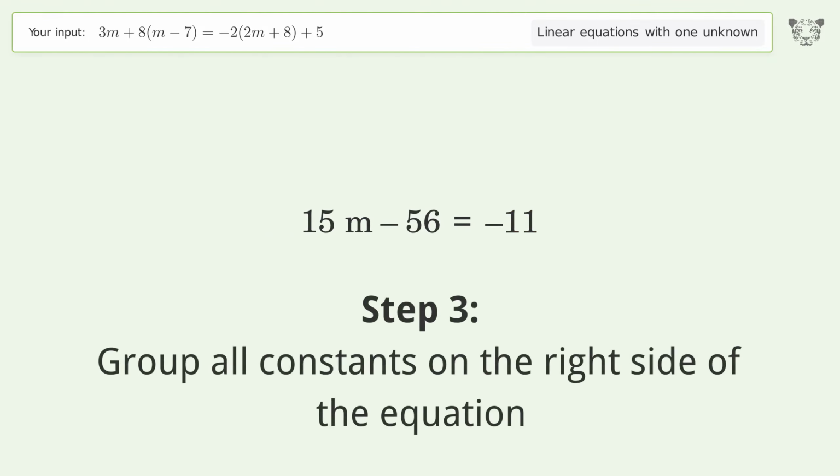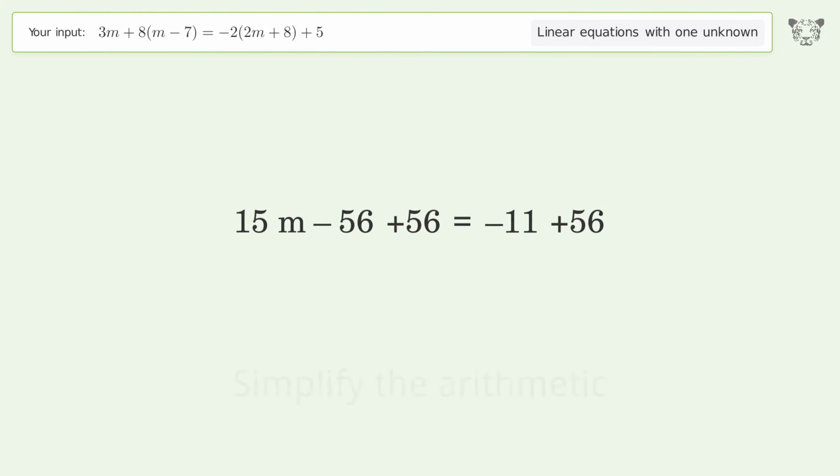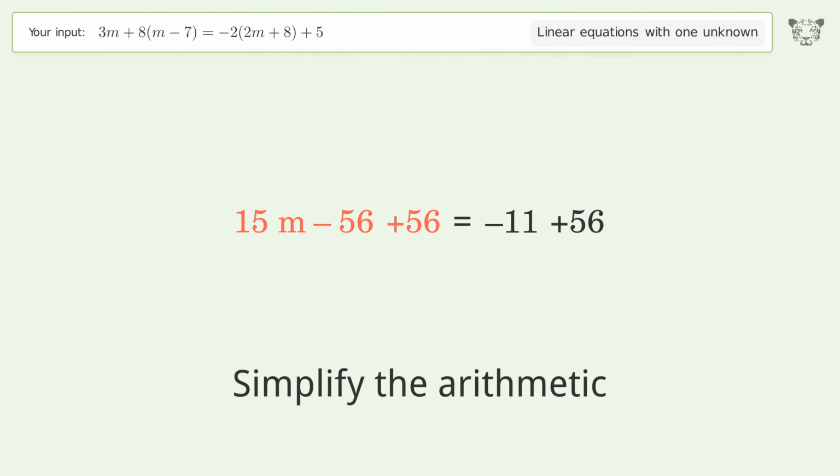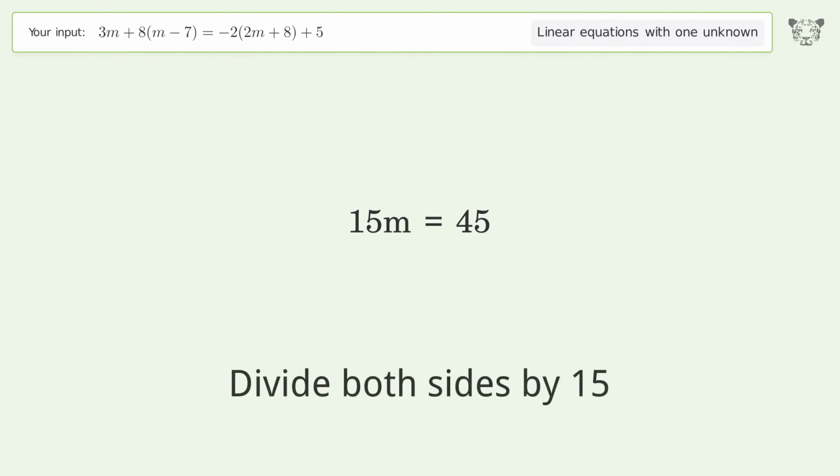Group all constants on the right side of the equation. Add 56 to both sides. Simplify the arithmetic. Isolate the m. Divide both sides by 15.